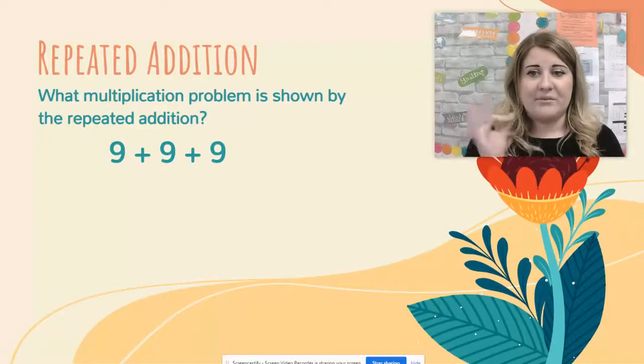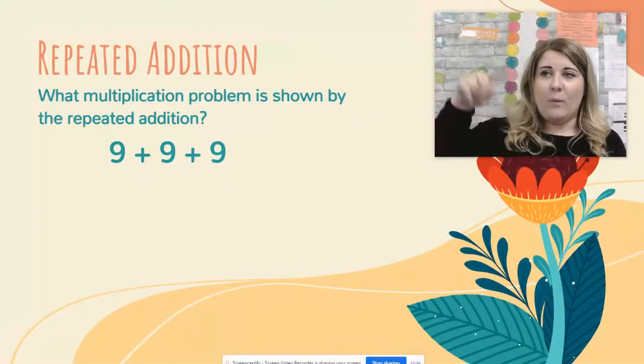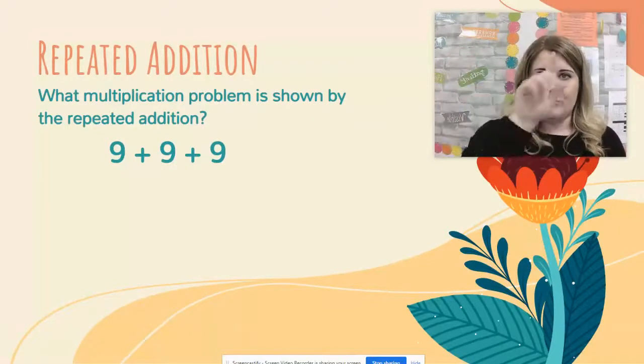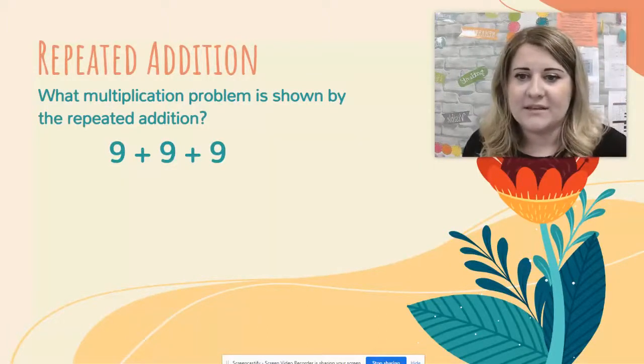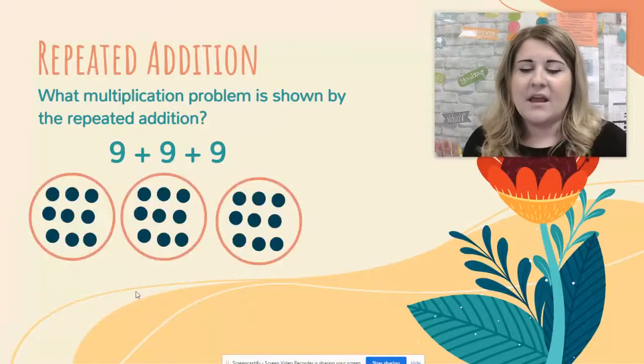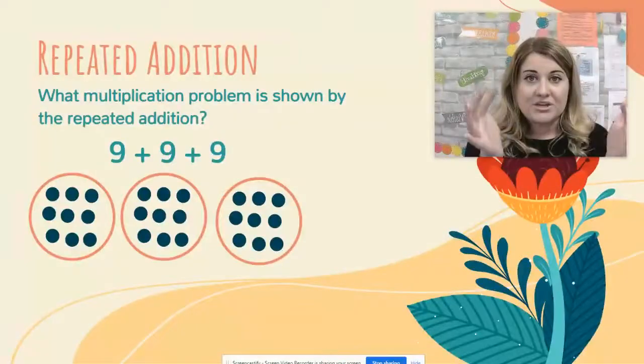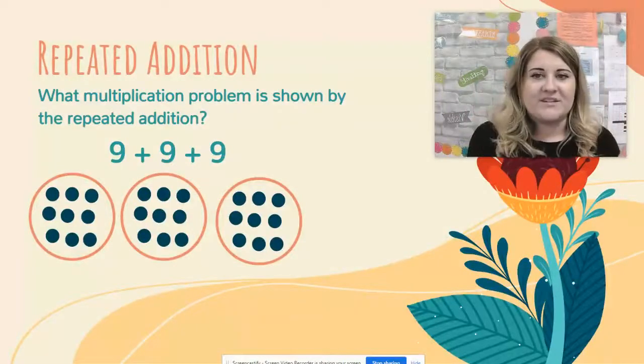So for this, we have 3 9s. So I'm going to draw one group with 9 in it, another group with 9 in it, and a third group with 9 in it, okay? So it's going to look like this. And now I have a picture. I can figure out what multiplication sentence that is.